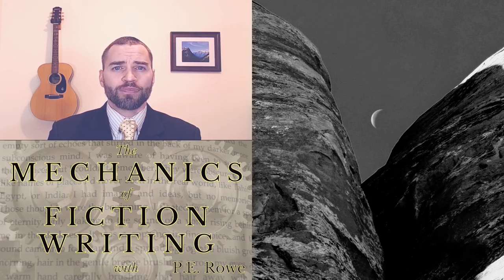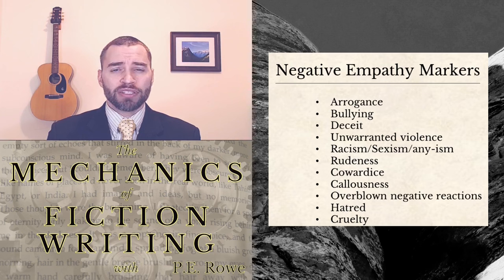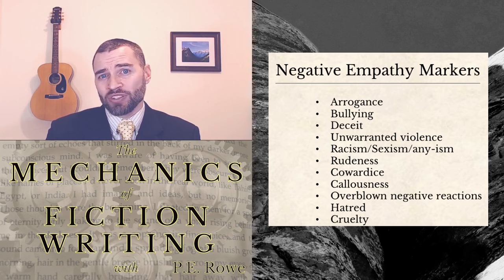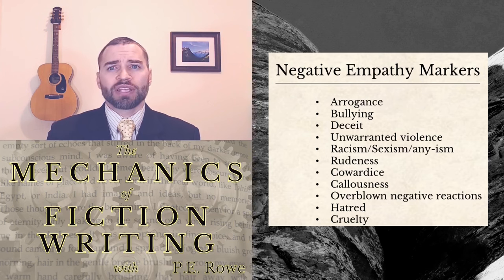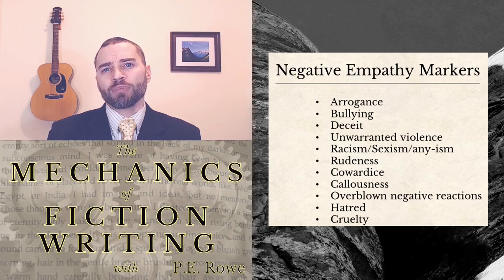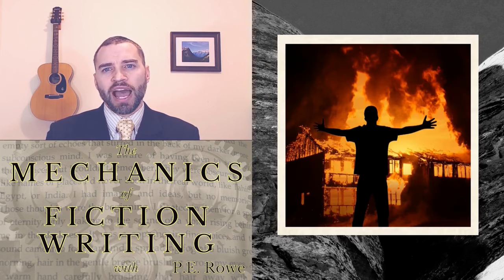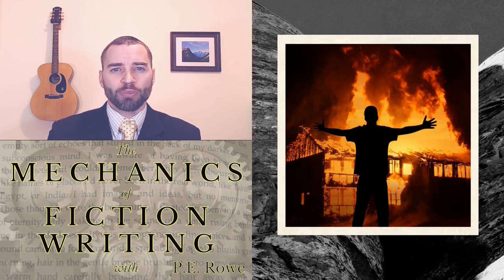Some of the negative empathy markers: arrogance, bullying, deceit, unwarranted violence, racism, sexism, any ism, rudeness, cowardice, callousness, overblown negative reactions, hatred, or cruelty. If any of these negative empathy markers have direct victims like bullying, isms, and unwarranted violence, then the more helpless the victim, the more negatively the character will be marked. Toss in a menacing laugh and you'll have Tom Buchanan comic book style.